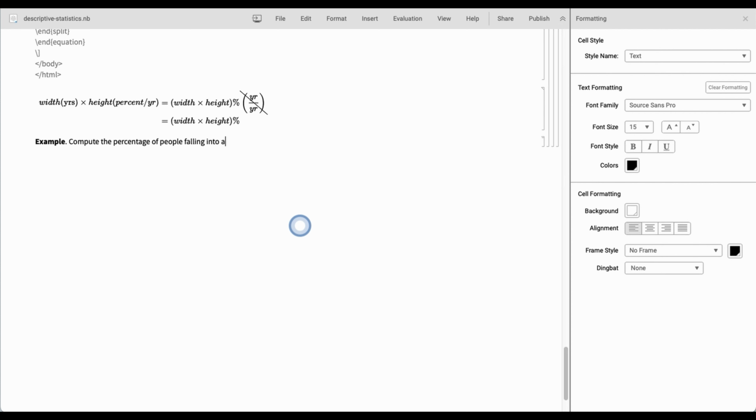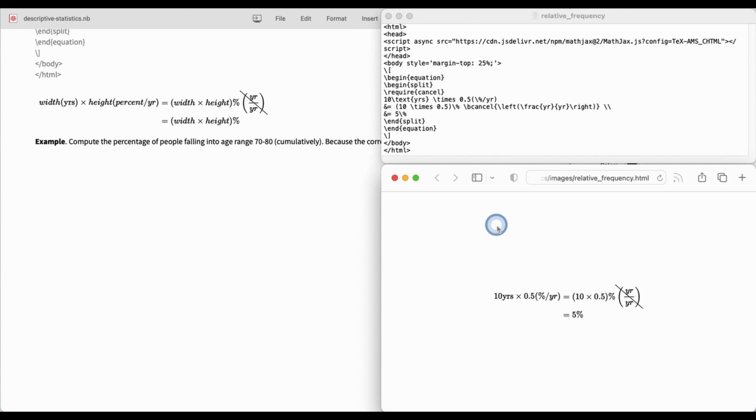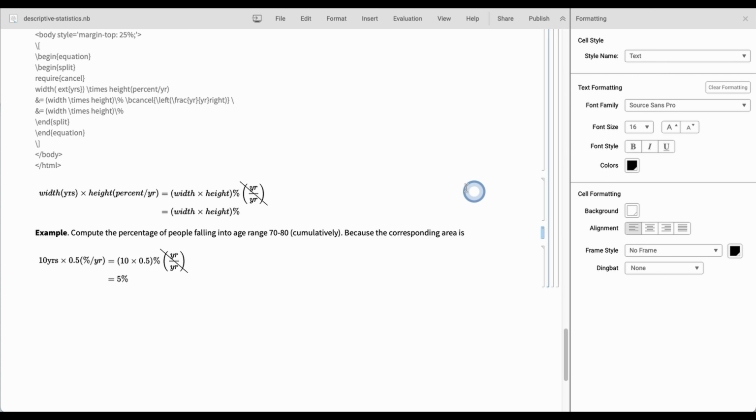So compute the percentage of people falling into the age range 70 to 80. All right, so the range of time on the x-axis being considered is 10 years. There are approximately 0.5% per each year in that range. Therefore, per the rules of arithmetic, there are approximately 5% of the total sample size falling into the range 70 to 80. So let's repeat our procedure of grabbing that screenshot and pulling it into the document.